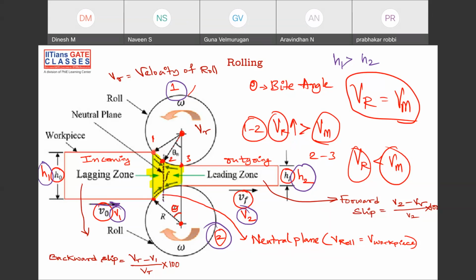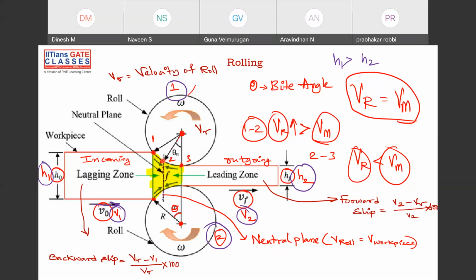At this point, the incoming workpiece is starting to touch the roller. That is where the deformation is starting, and this is the point where the deformation is ending, and the contact between workpiece and the roller also is ending here at point 3. So 1, 2, 3: 1 and 3 are the starting and ending points of the deformation, and there is another point 2. I'll tell you what is the 2.